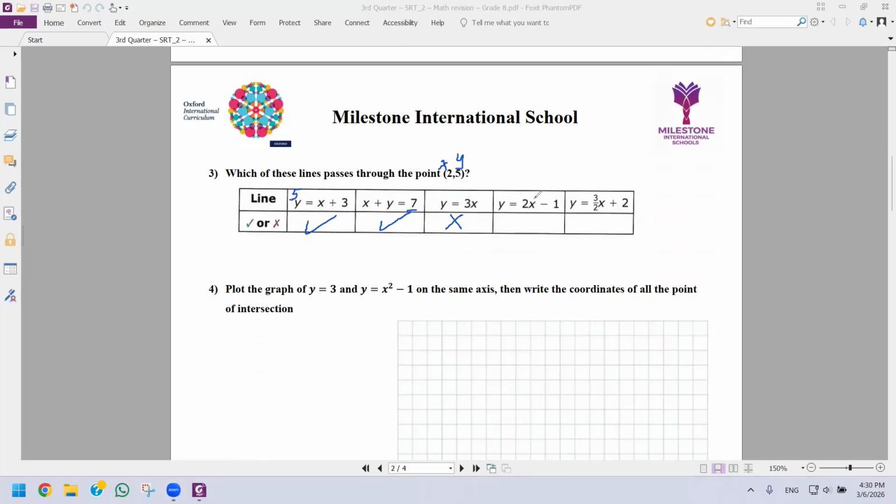Then y equals 2x minus 1. Put 2 instead of x. 2 times 2 is 4, minus 1 is 3. But the y should be 5, not 3. So this is out, excluded.